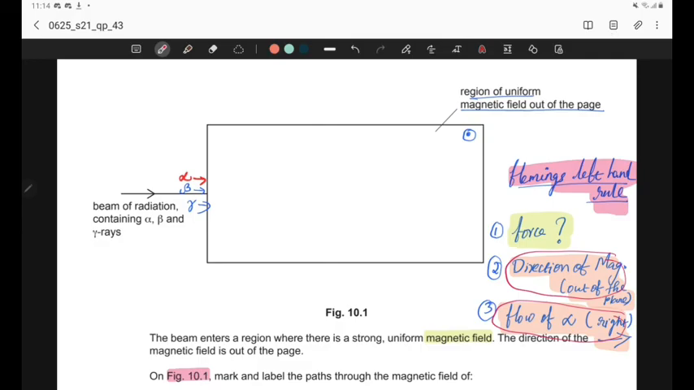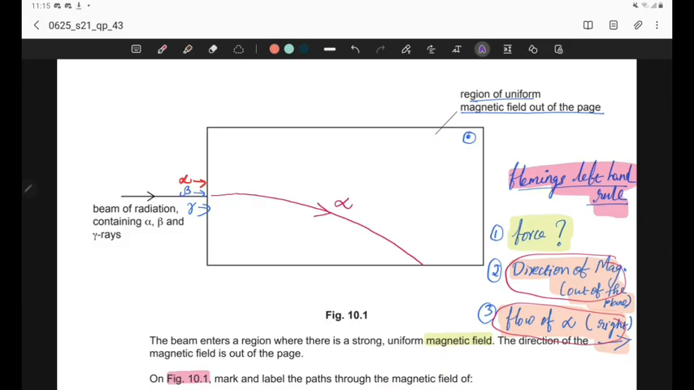When you point these two fingers, second and third, according to this direction, you can see the thumb, that is the first finger, is pointing downwards. That means the alpha particle will experience a downward force. Because of that, alpha particles cannot move straight, but will move downward along a circular path. So this will be the direction of the alpha particle, and we can label it as alpha.